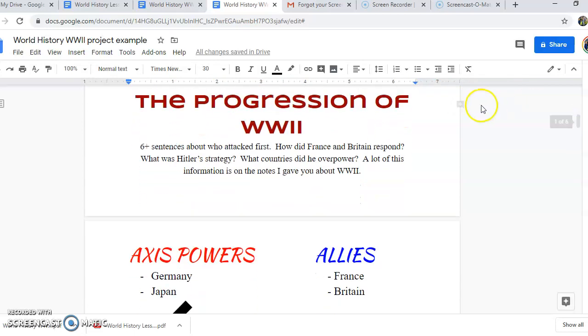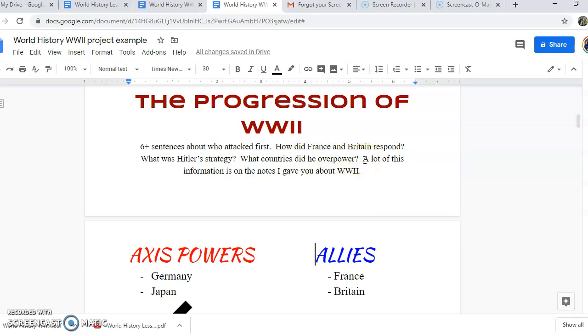Another paragraph you're going to be writing about is the progression of World War II. What events happened, what order, how did one event lead to the next? So this is also at least 6 sentences. So who attacked first? How did France and Britain respond? What was Hitler's strategy for World War II? What countries did he overpower? You don't have to list every single one, but I need to know that you understand how quickly Hitler moved through Europe and what his strategy was.